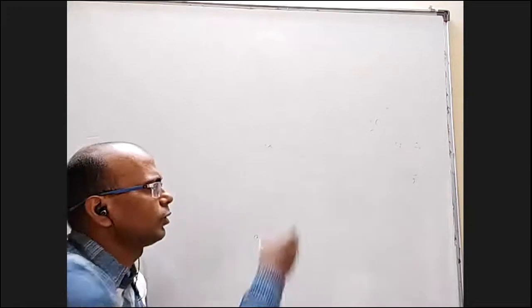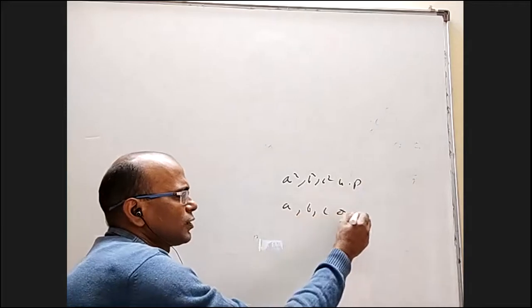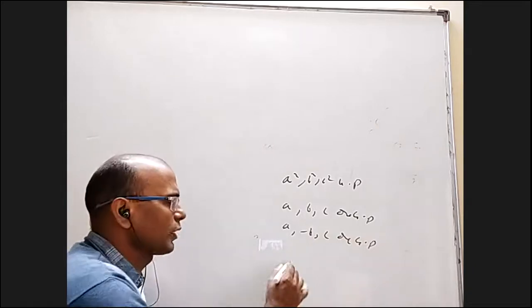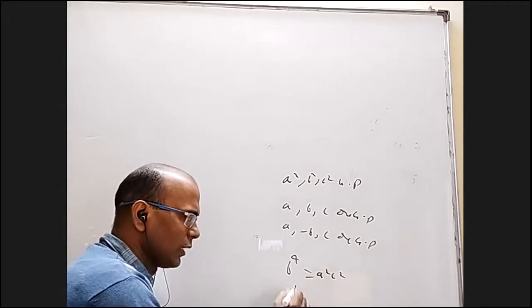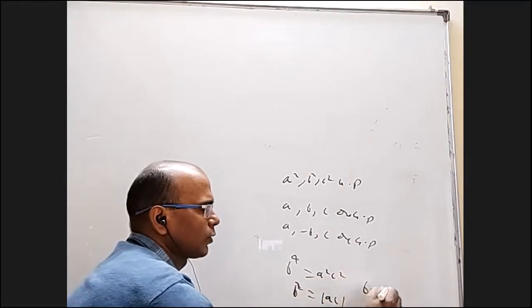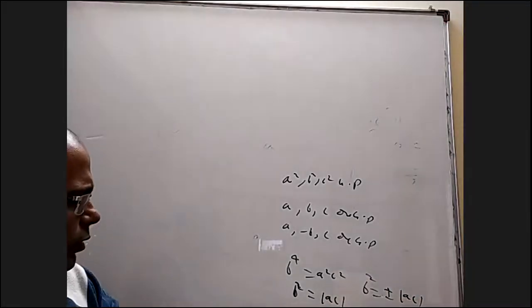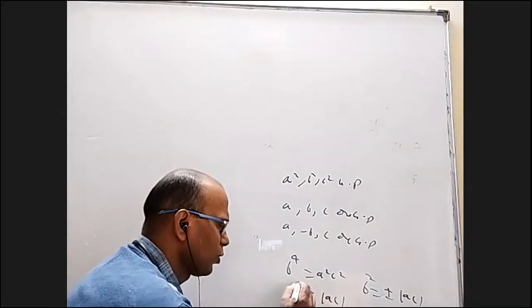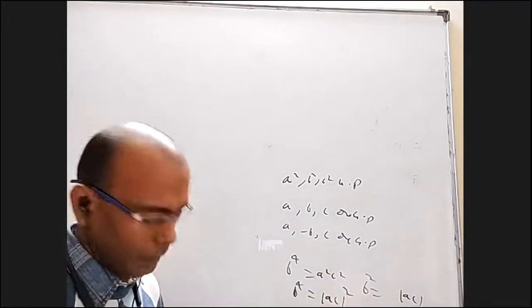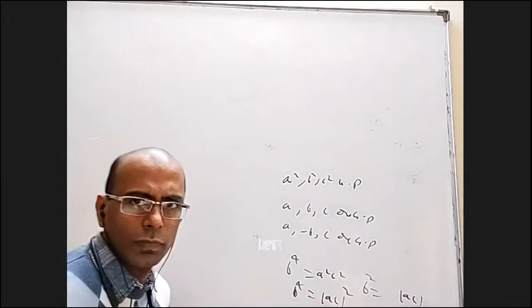So if A square, B square, C square are in GP, there are two parts in it. A, B, C are in GP, and A, minus B, C are in GP also is there in that. Why? Because we are getting B power 4 equal to A square C square, so B square is equal to mod AC. B power 4 equal to mod AC square, so B square should be mod AC. Right. So now I can take AC positive or AC negative. That is one thing.